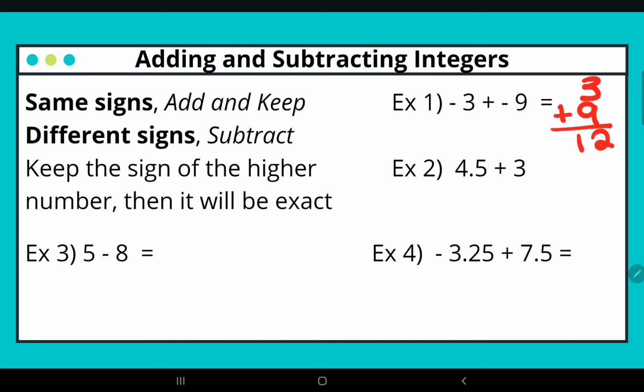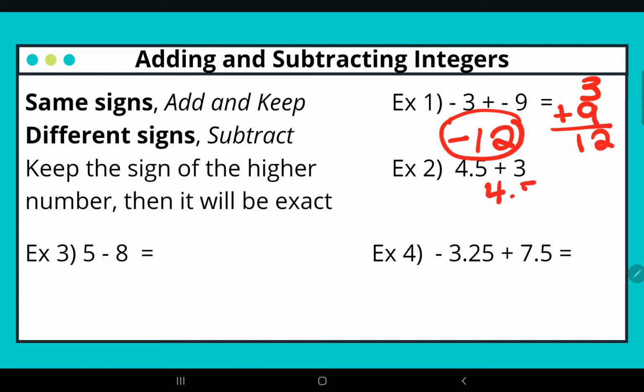So it says to add and keep. So we're keeping that negative sign. So the final answer here is -12. Now for example number 2, we notice the same thing. Both of the signs are the same. Here we can identify that they're positive. If there's not a sign in front of a number, we can draw the assumption that that number is positive.